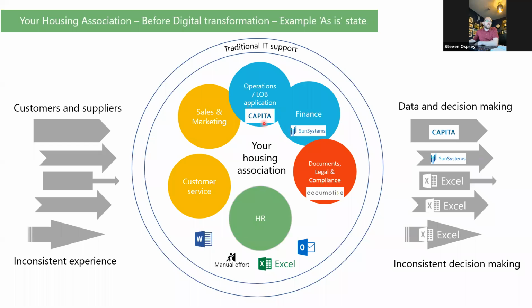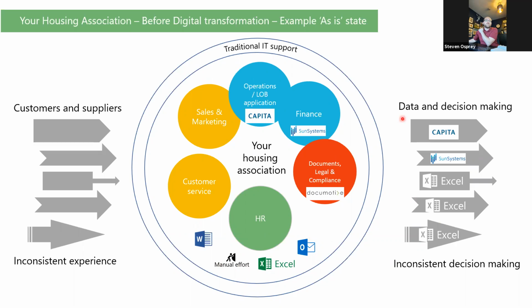So this particular organisation had Capita from an operations and HMS point of view, with Sun Systems on finance, Documotive for documents and legal compliance, and then a standalone HR system, standalone customer service, and standalone sales and marketing with a very small integration back to Capita, and quite a lot of white space for manual effort. So a lot of Word and paper flying around, a huge amount of manual effort in rekeying and dealing with issues manually, huge amounts of Excel and email to plug the gaps.